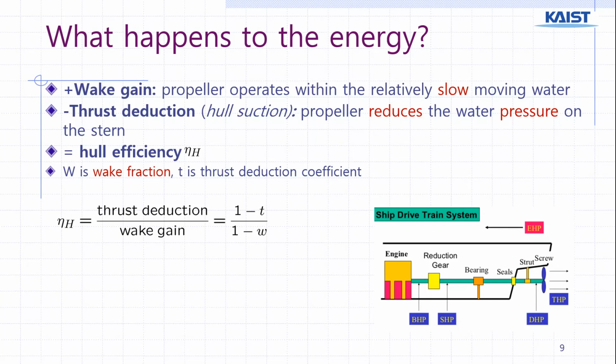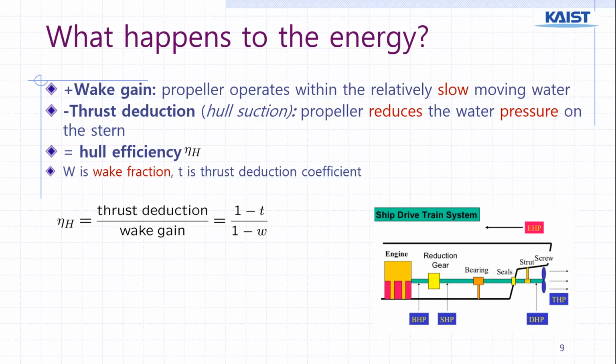But on the other hand, due to this wake, there's also a suction that occurs that reduces the water pressure on the stern and makes the ship work harder to move forward. The difference between this ideal wake gain, which is a benefit, and a thrust deduction, which is a detractor, comes to a difference that's known as hull efficiency, which you can see the sign for right there.